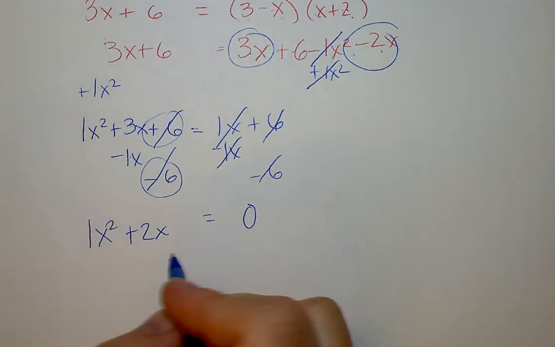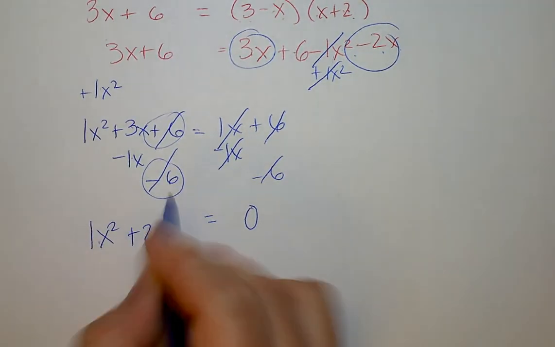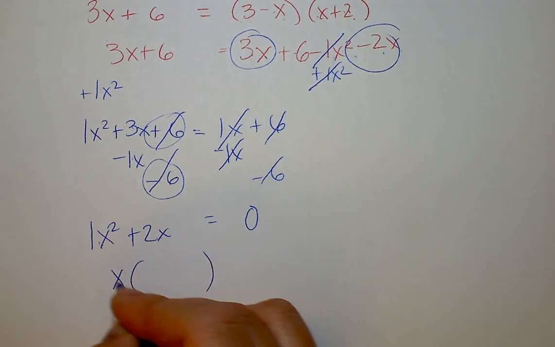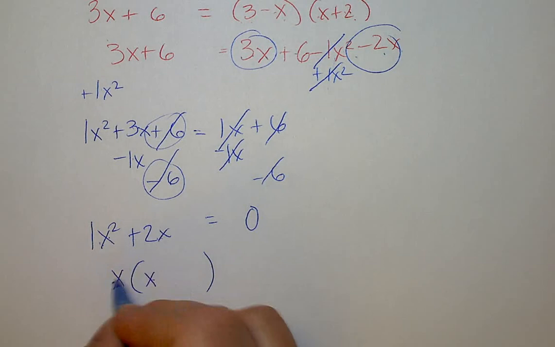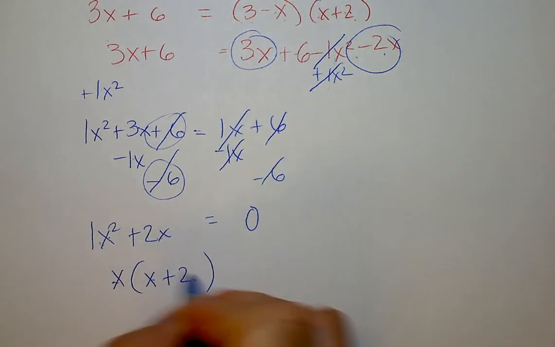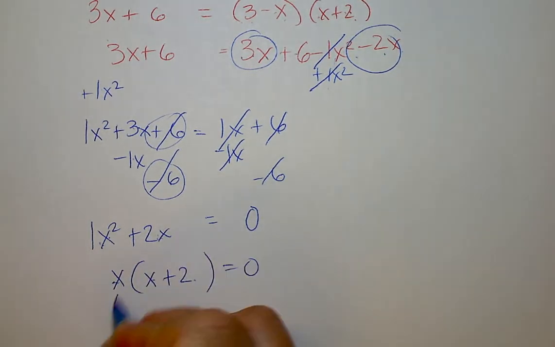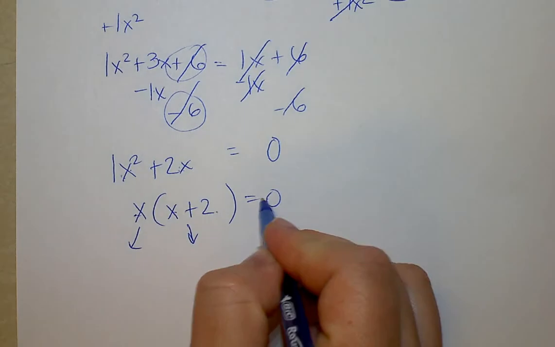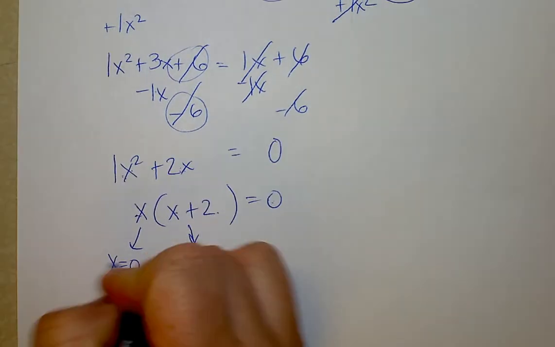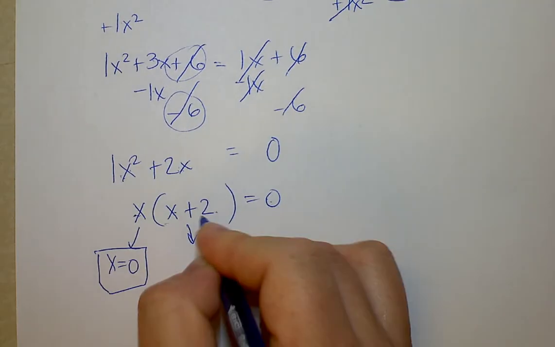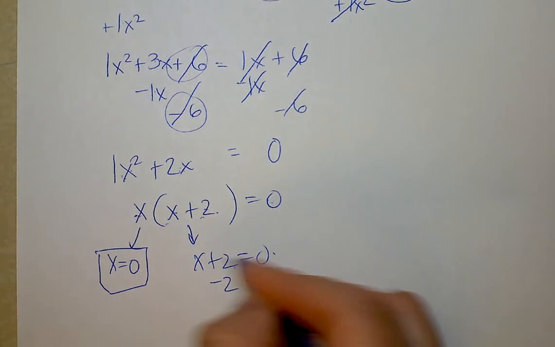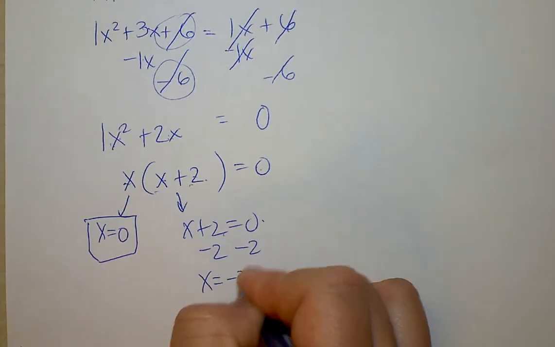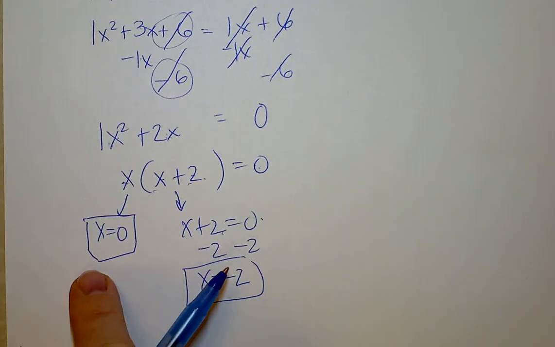How do I solve this? Well, both contain an x. So if I factor out an x, x times x is 1x squared, and x times positive 2 is 2x. Set both of these factors equal to 0 and solve. So x equals 0 is one answer. x plus 2 equals 0. So when you solve this, you end up with x equals -2 and x equals 0.